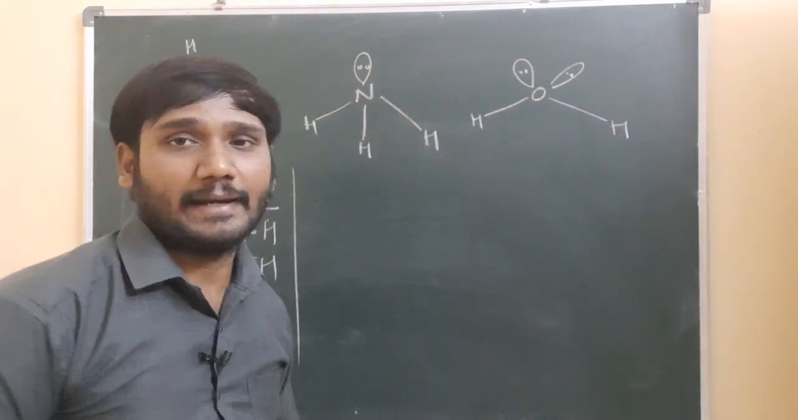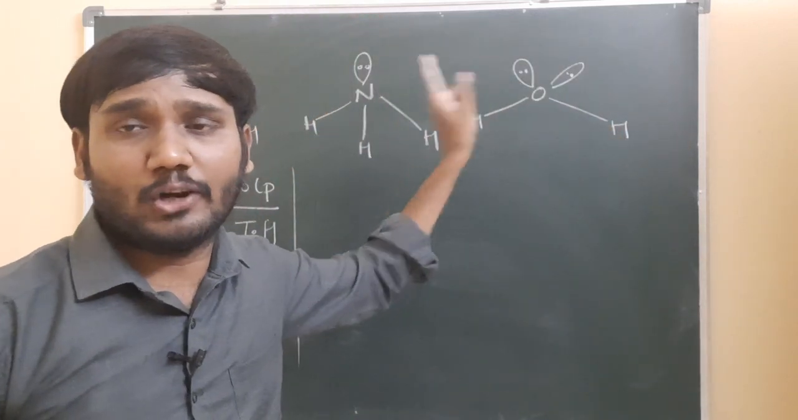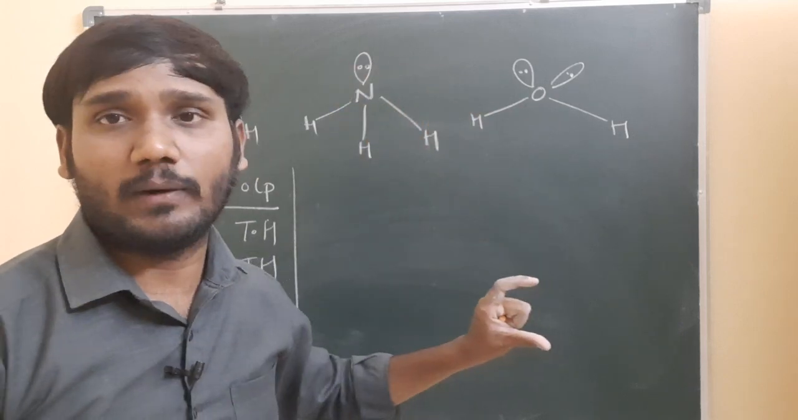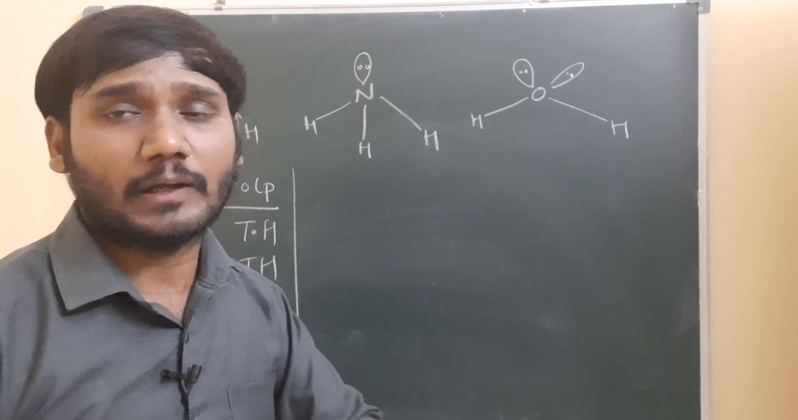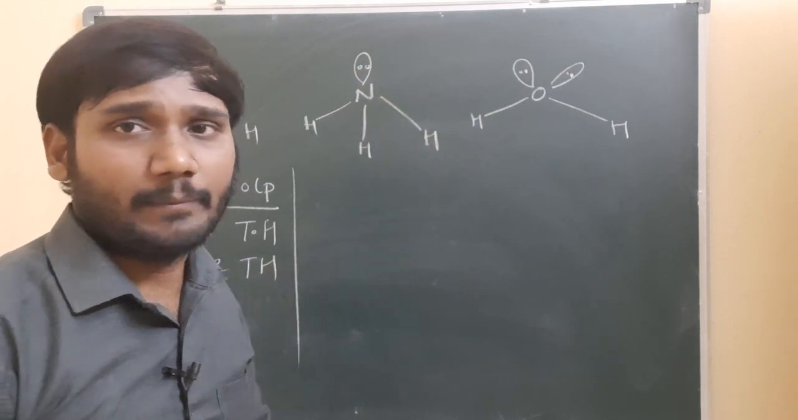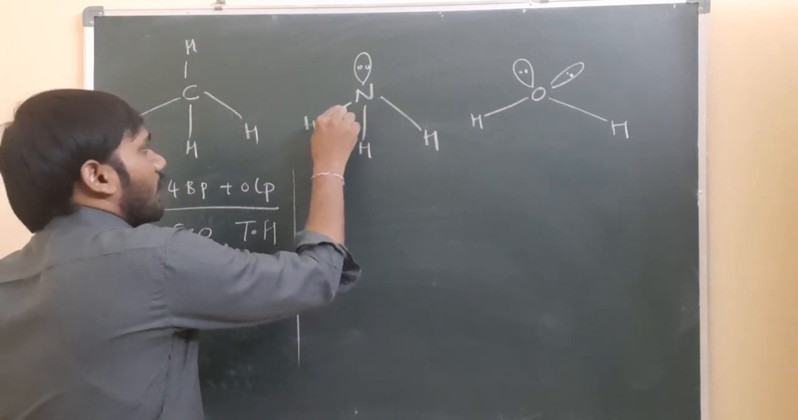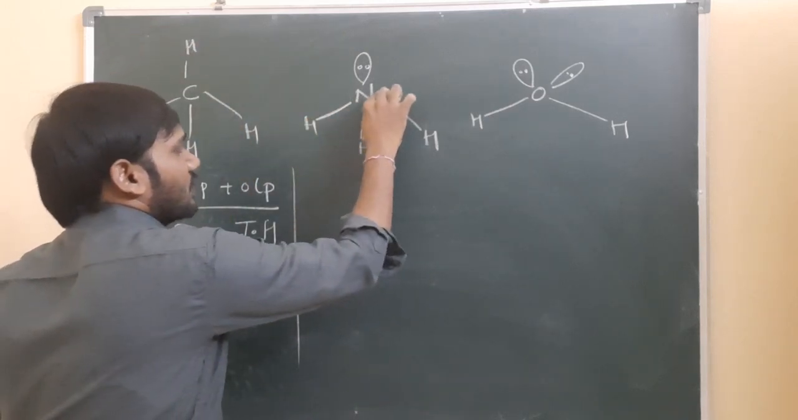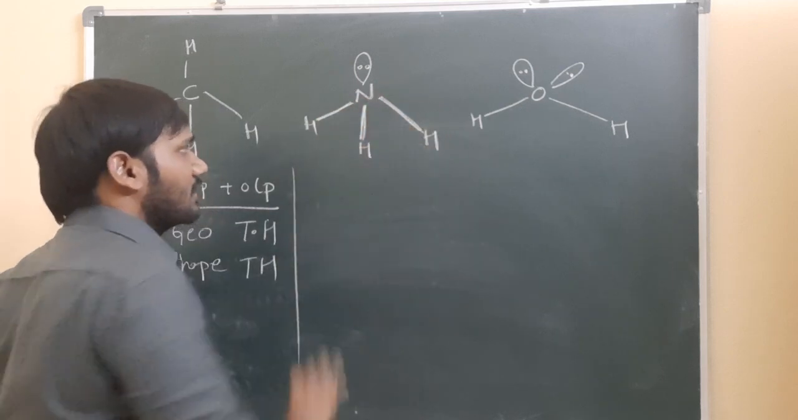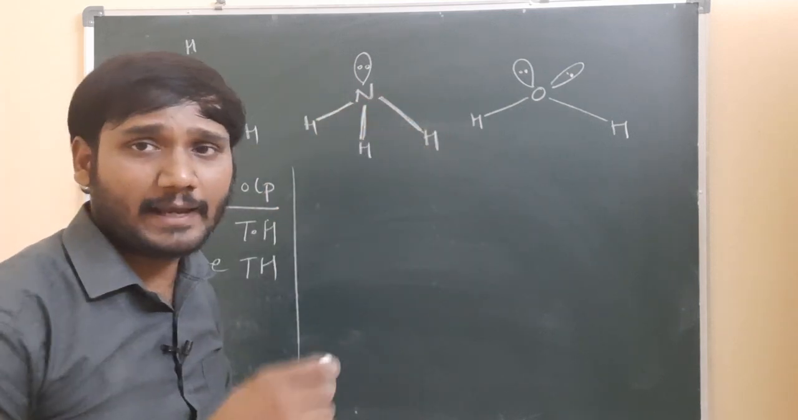Next is NH3. A lone pair is present here, and a lone pair present means the geometry and shape of the molecule are not equal. How many lone pairs? One lone pair. How many bond pairs? 3 bond pairs. You consider only the bond pairs to determine the shape. If you observe these 3 bond pairs carefully, the arrangement is like a pyramid.